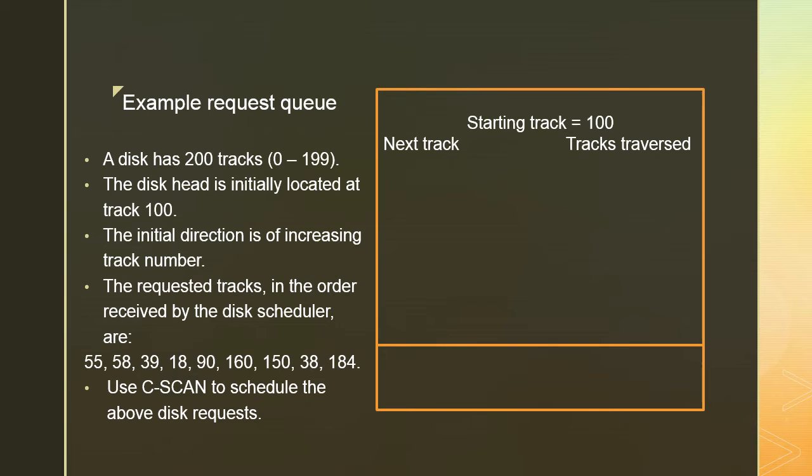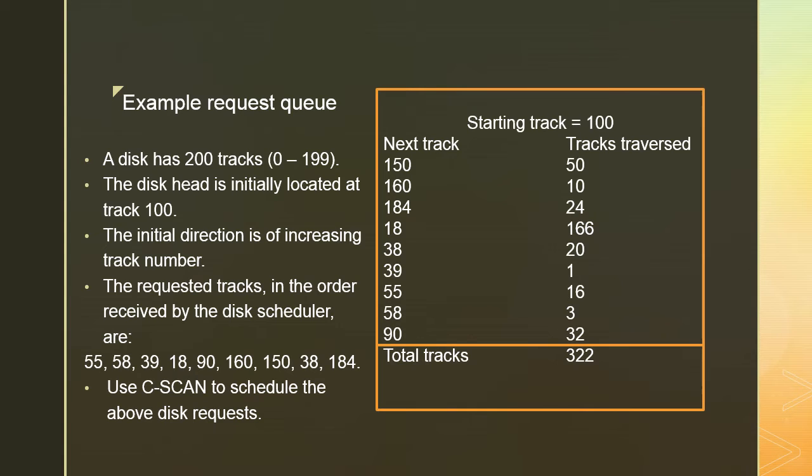The example request queue and the question are the same as for SCAN, but we are asked to use C-SCAN to schedule these disk requests. The starting track is 100 and we are moving outward. So the next tracks are 150, 160, 184, and then we change our direction, but on the way back we will not serve any requests. So the next tracks are 18, 38, 39, 55, 58, and 90.